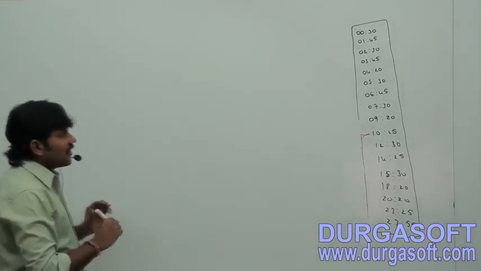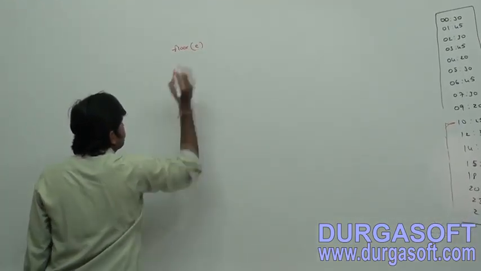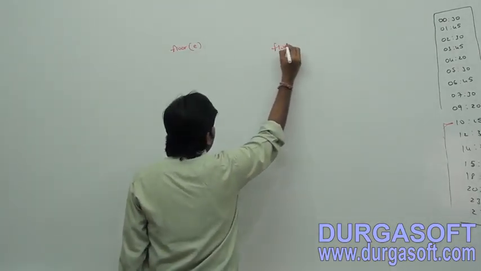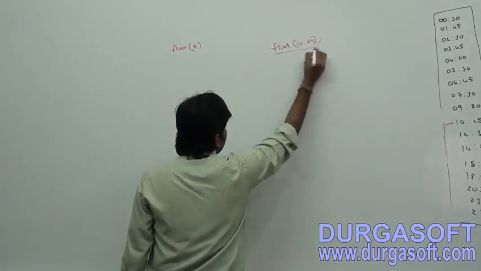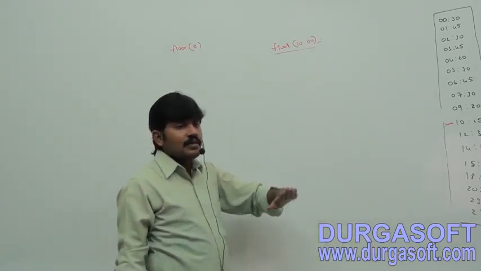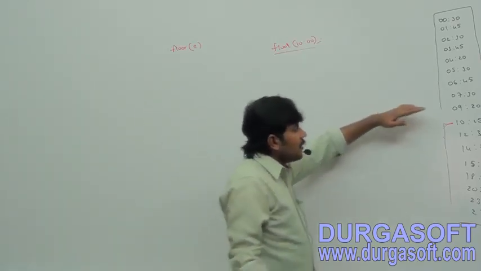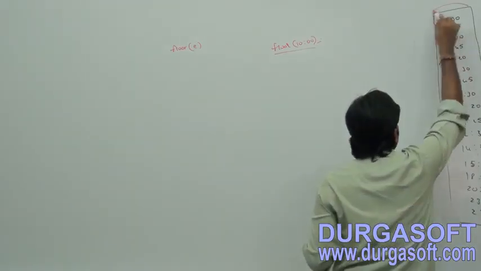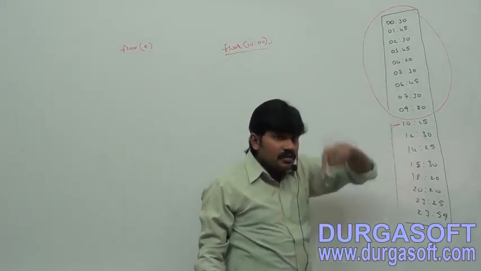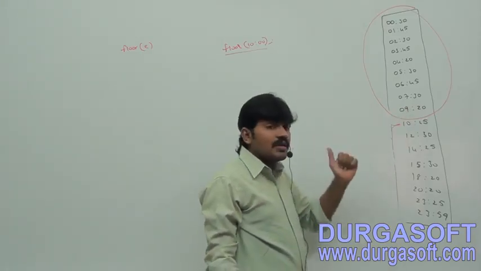Observe this one. Floor of E, or for example, floor of 10. Can you tell what is the meaning of floor of 10? Either 10 or before 10. What is the last flight? There are several things there. In that, we have to return the highest element. So either 10 or before 10, what is the last flight timing?